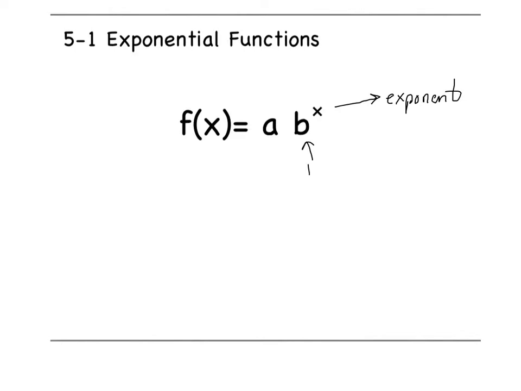The b is the base of the exponential. And the a is the initial value. Later on, when we do some applications with exponential functions, the initial value will be the amount of money you start with, or the bacteria that grows in an exponential way, either increasing or decreasing. We can have growth or we can have decay.